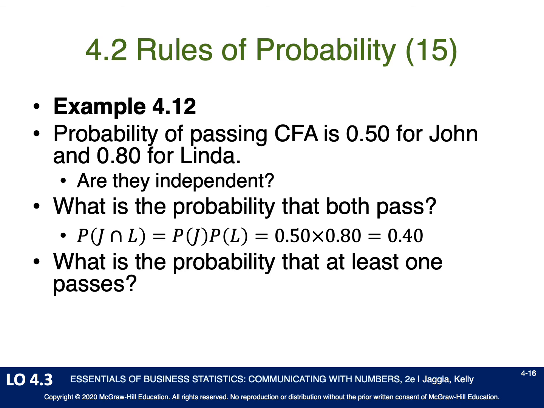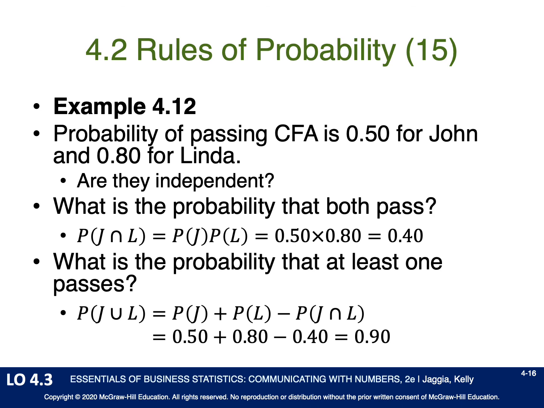So what is the probability that at least one of them passes? So then we would look at the probability of the union. So remember, that's the probability of John passing plus the probability of Linda passing minus the probability that they would both pass. So here we get John of 0.5, Linda of 0.8, add those together, subtract that probability that they're both going to pass, and we have a 90% probability that at least one will pass.